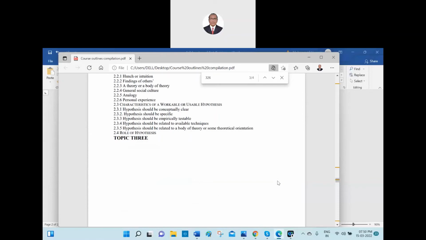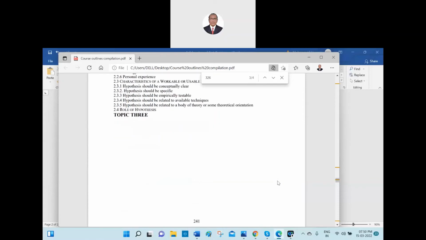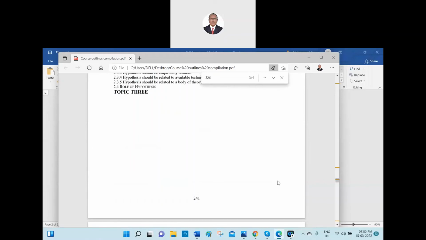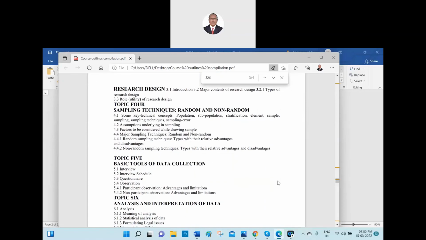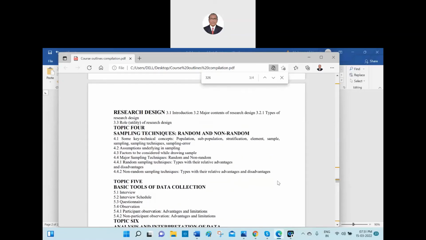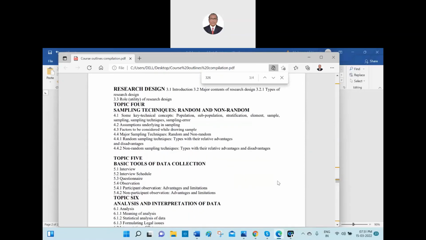Hypothesis should be conceptual, clear. Hypothesis should be specific. I am going to teach this in Tanzania. Topic 3, research design. So introduction, major concept. Topic 4, sampling techniques, random techniques, non-random techniques.